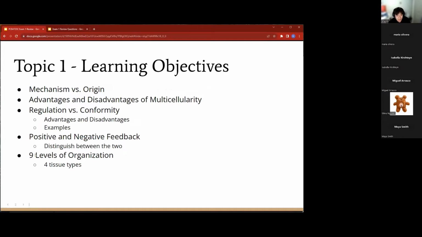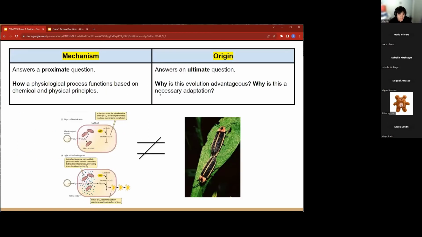The one thing I didn't really go over is the 9 levels of organization. There's just a simple figure you can look at. It's very simple. I bet all of you already know that. You start with atoms, molecules, go to organelles, go to cells, things like that. So anyways, let's begin. Very simple stuff. You probably know this from biology.